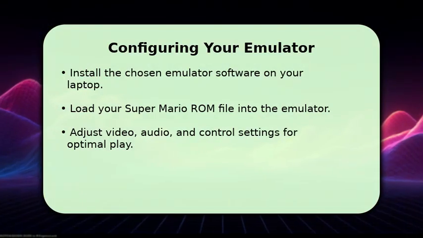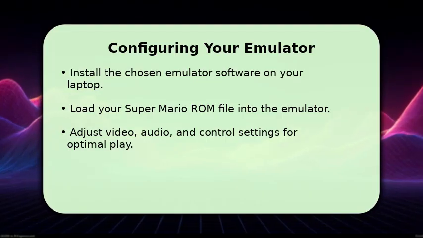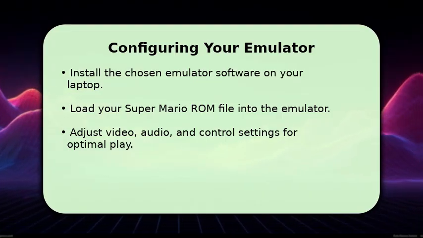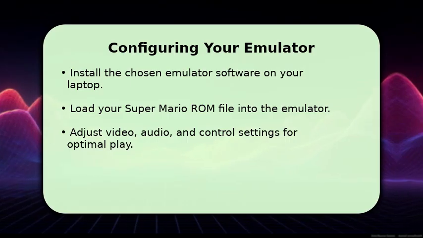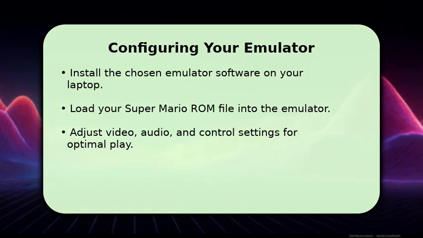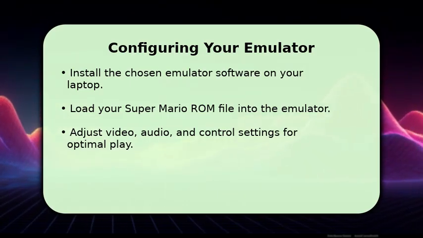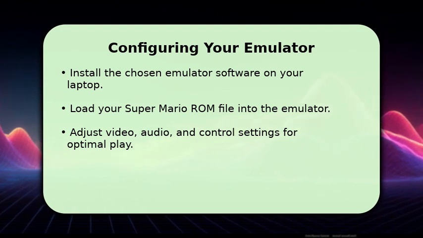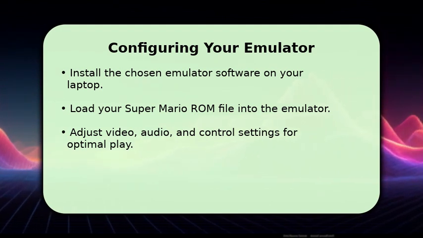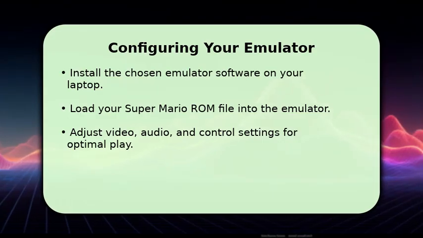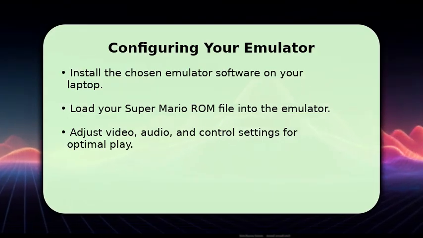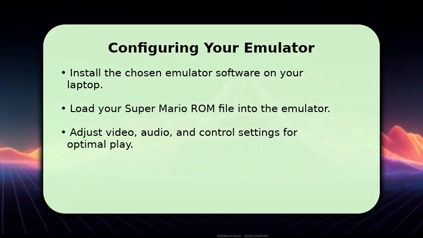With your emulator installed and ROMs acquired, it is time to set everything up. First, launch your emulator and locate the option to load a game file. Select your Super Mario ROM and the game should begin. Take a few moments to explore the settings, customizing video resolution, audio output, and especially your control scheme for the best experience.